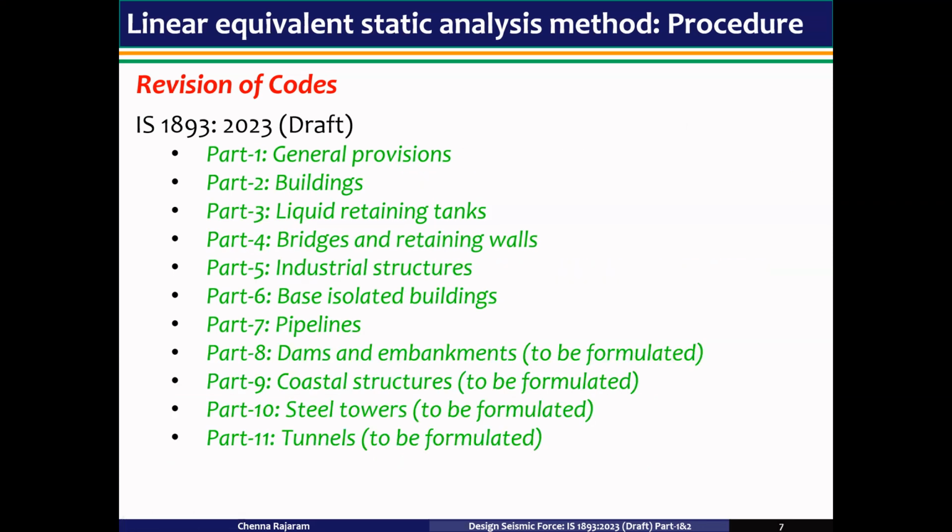And the latest revision of IS 1893 2023 draft code has further divided into 11 parts. Part 1 is for general provisions, part 2 for buildings, part 3 liquid retaining walls, part 4 bridges and retaining walls, part 5 industrial structures, part 6 base isolated buildings, part 7 pipelines, part 8 dams and embankments, part 9 coastal structures, part 10 steel towers, and part 11 for tunnels.